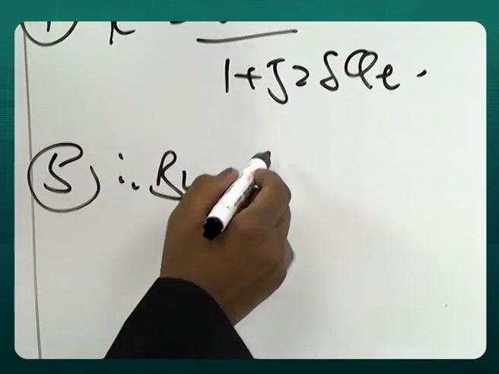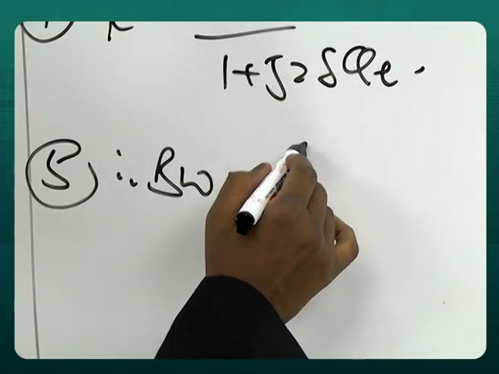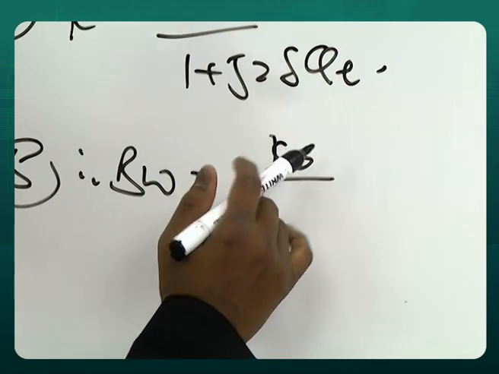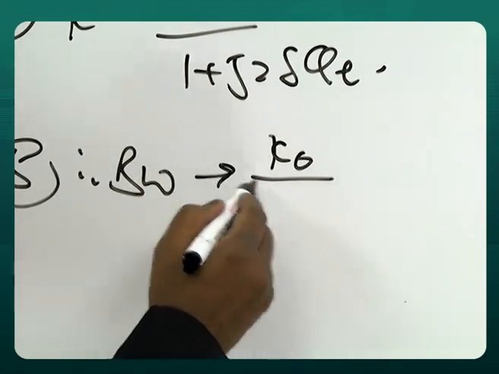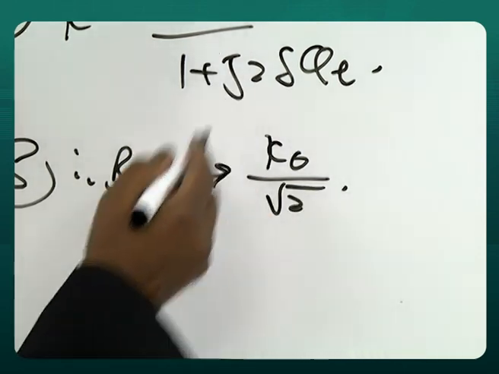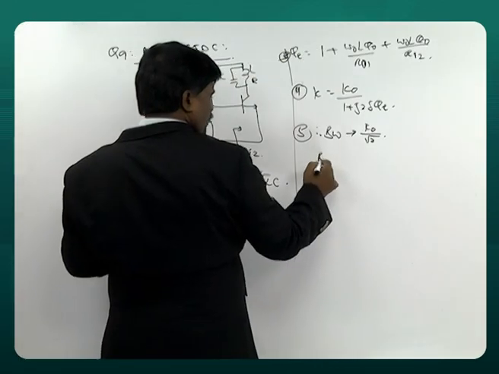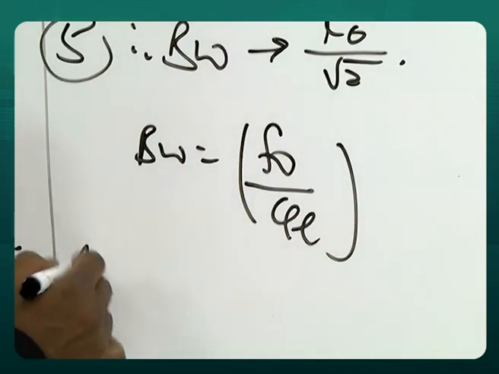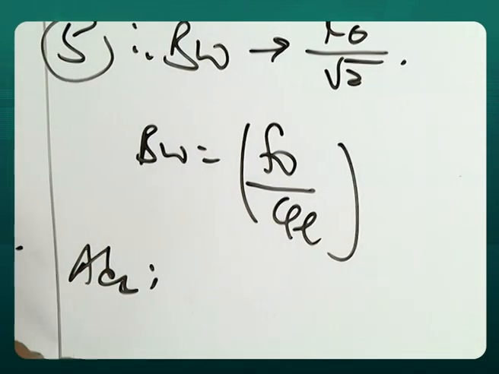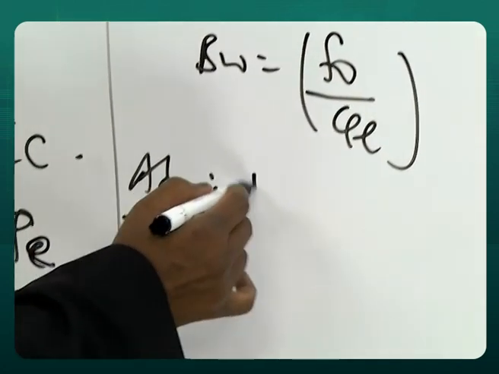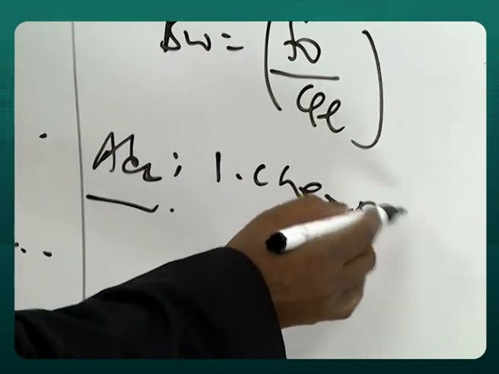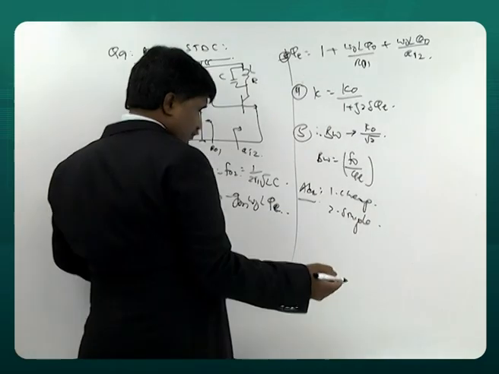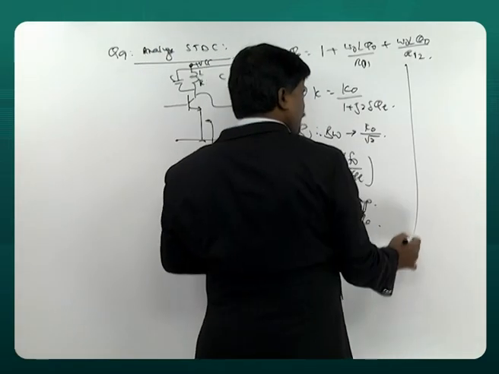Therefore, bandwidth is K0 by root 2. If you calculate the bandwidth, you will get F0 by QE. Then what are the advantages there? Advantage is simple and cheap. But the drawbacks are many.